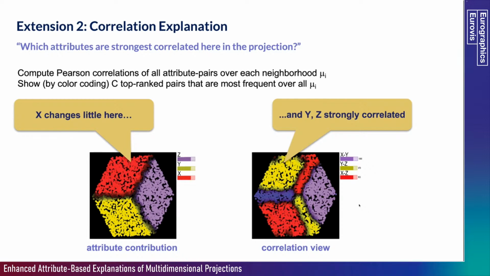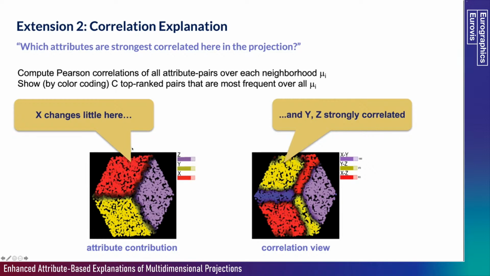Next, we aim to explain correlations of the dimensions. That is, find which dimensions are most strongly correlated around every point in the projection. For this, we compute a Pearson correlation of all dimension pairs over each neighborhood. Then we sort or rank dimension pairs in decreasing correlation strength over each neighborhood and then select the C most frequent ones over all the neighborhoods and color code them. Here, C is typically the size of a categorical color map, like 8 to 10 entries.